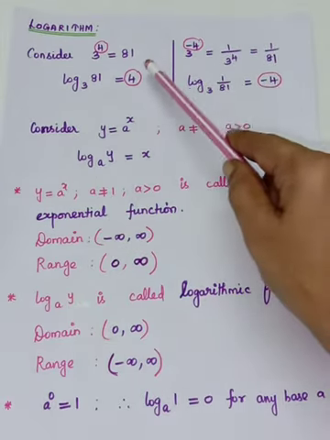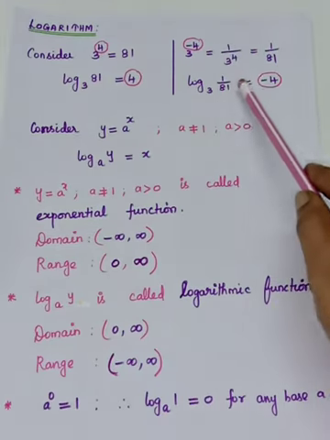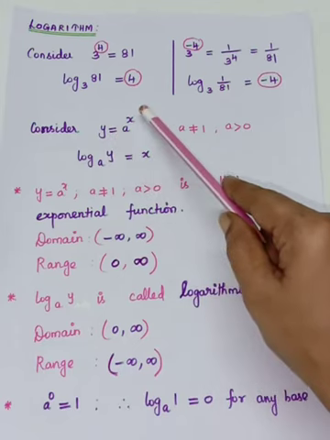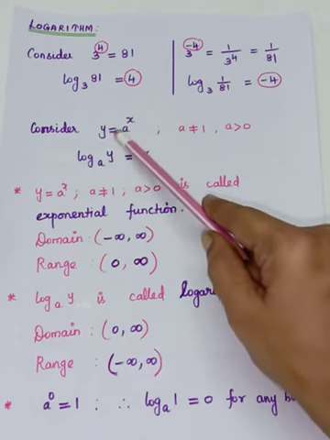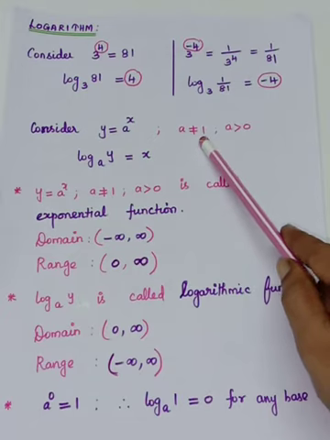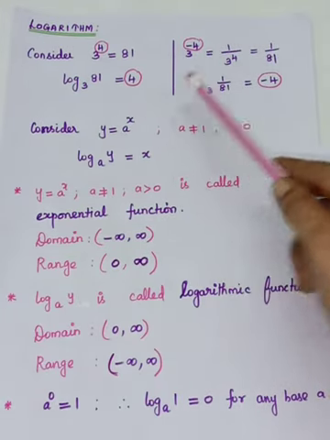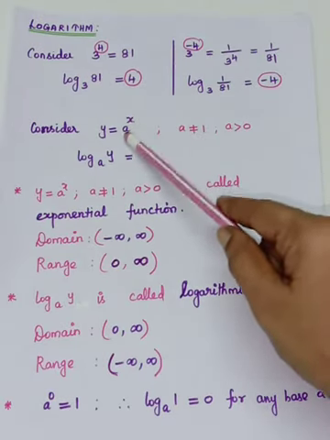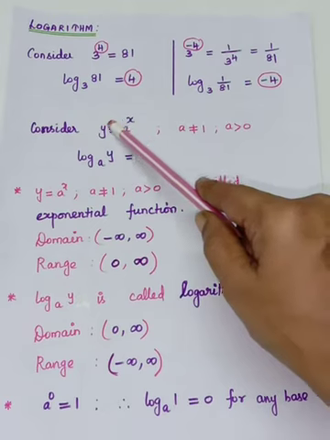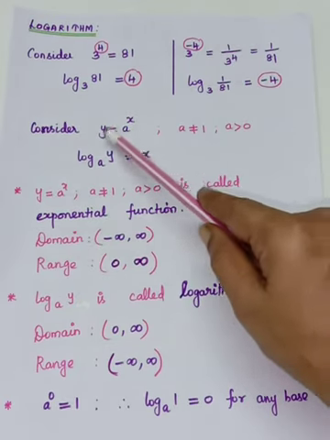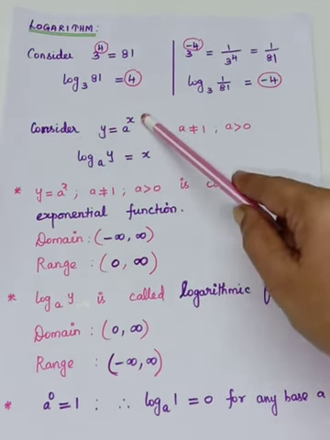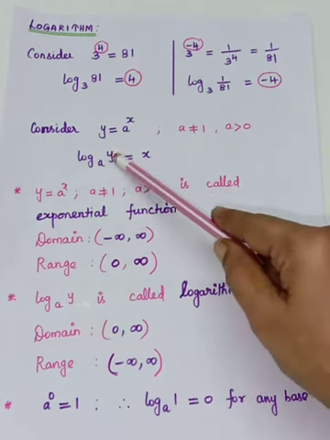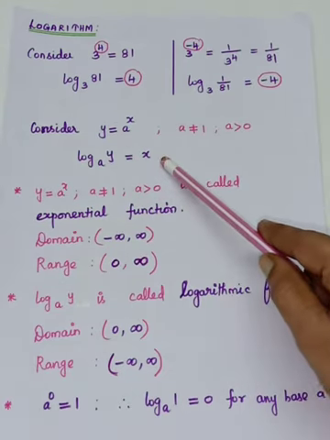I explained with a particular example. Now I am going to take the general function y is equal to a power x. The base a is not equal to 1, because 1 to the power anything is 1, so the answer is 1. That's why a should not be equal to 1, and a is greater than 0. Here the base we always take as positive. So y is equal to a power x can be written as log y to the base a is equal to x.